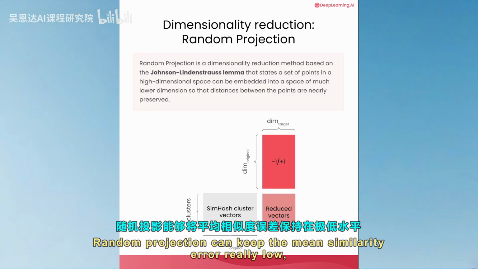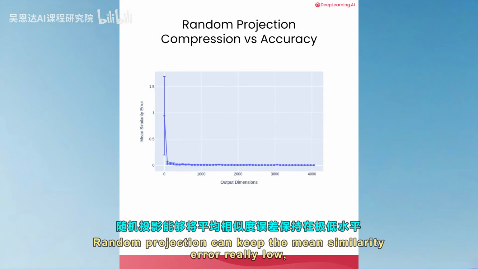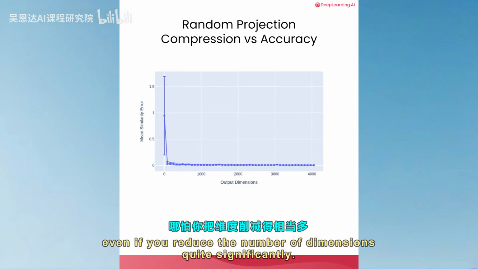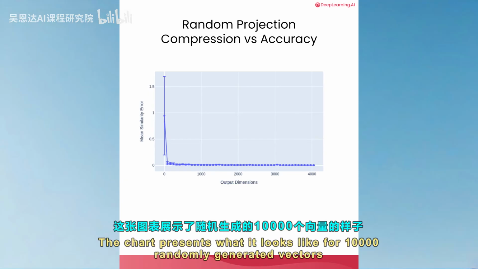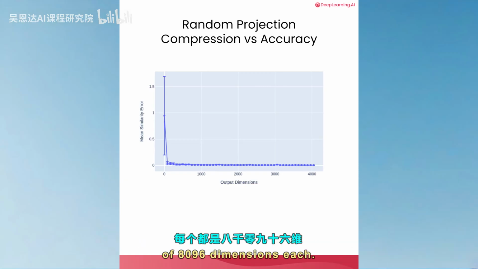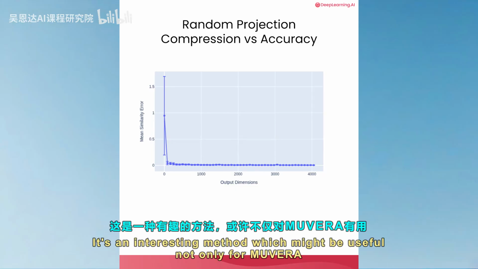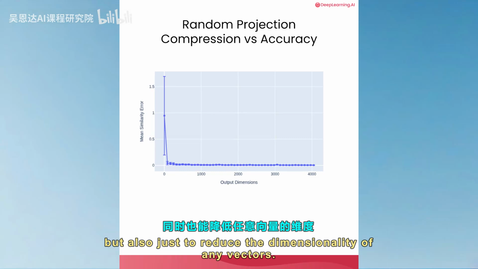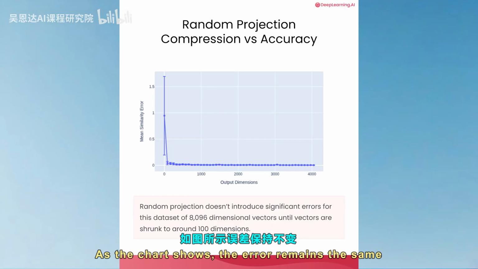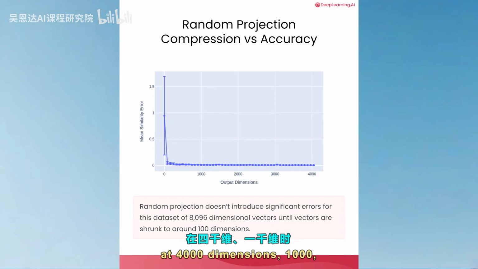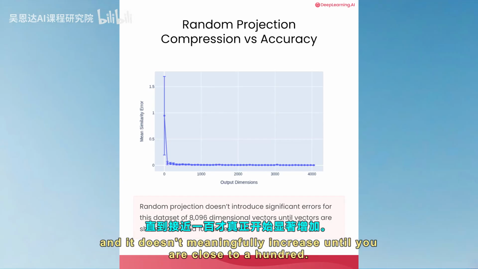As simple as that. Random projection can keep the mean similarity error really low, even if you reduce the number of dimensions quite significantly. The chart presents what it looks like for 10,000 randomly generated vectors of 8,096 dimensions each. It's an interesting method, which might be useful not only for Muvera, but also just to reduce the dimensionality of any vectors. As the chart shows, the error remains the same at 4,000 dimensions, 1,000, and it doesn't meaningfully increase until you are close to 100.